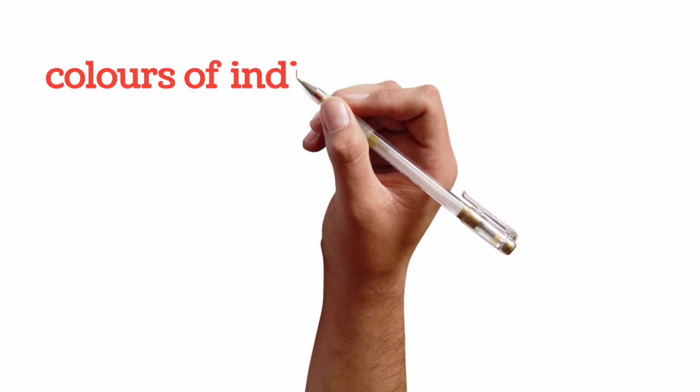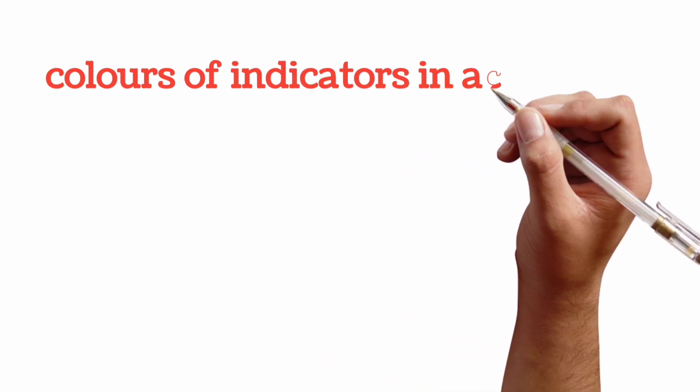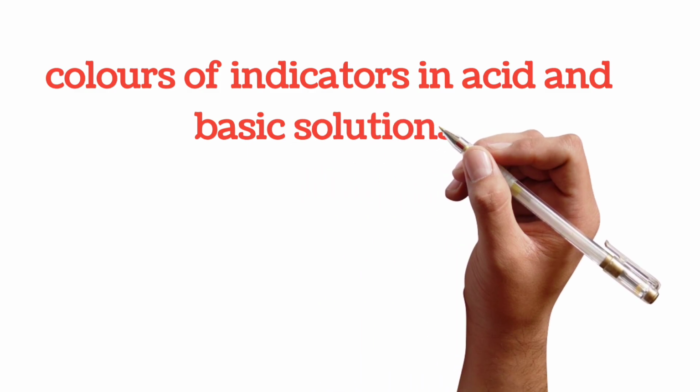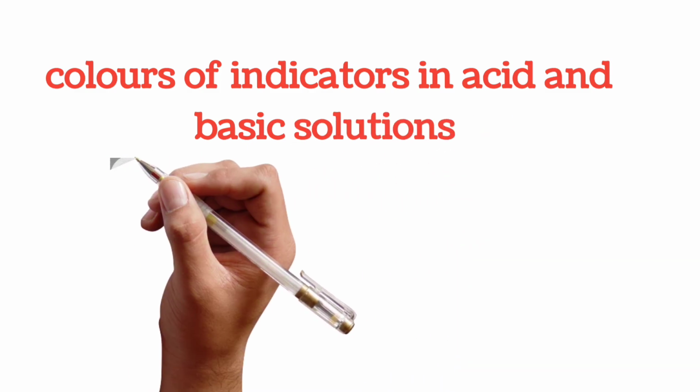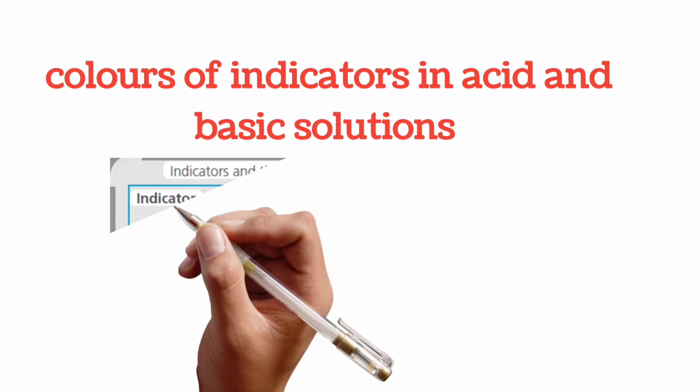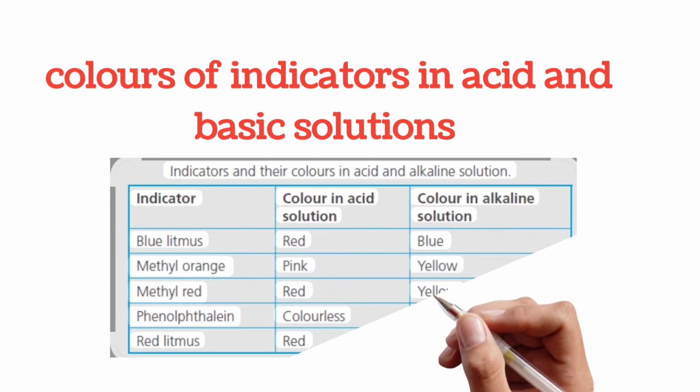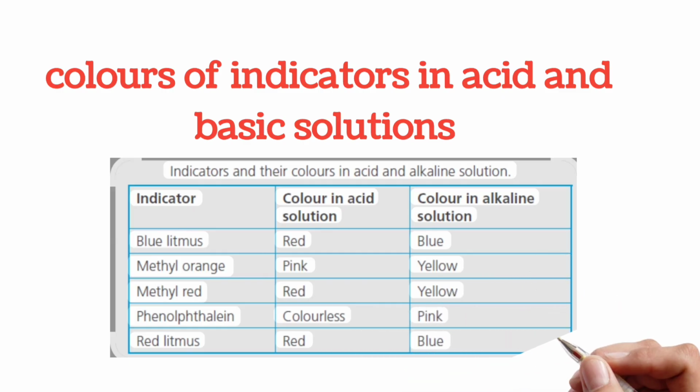Let's look at the colors of the indicators in acidic and basic solutions, or acidic and alkaline solutions. We have a table on the board that gives indicators and their colors in acidic and alkaline solution. An alkaline solution is a soluble base. We have blue litmus, methyl orange, methyl red, phenolphthalein, and red litmus. And we can see the colors in acidic solutions and in alkaline solutions.